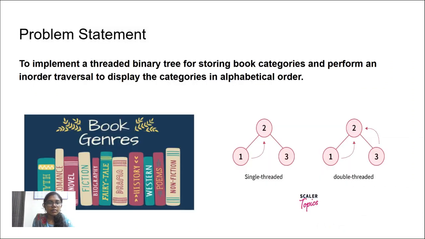My problem statement is to implement a threaded binary tree for storing book categories and perform an in-order traversal to display the categories in alphabetical order.